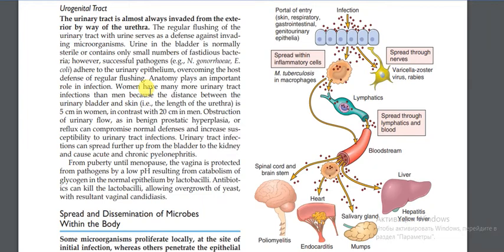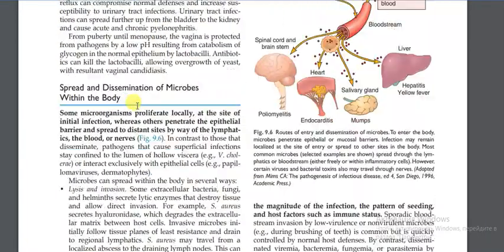But usually males in young age, so cystitis, so inflammation of urinary bladder, is very uncommon. Okay, then let's talk about spread and dissemination of microbes within the body.